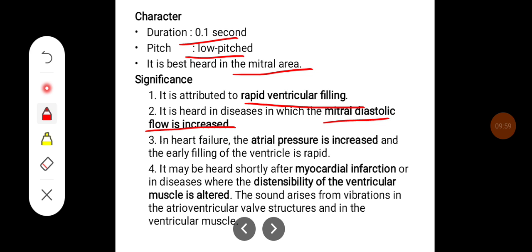In heart failure, atrial pressure is increased, and early filling of the ventricle is rapid. It may be heard shortly after myocardial infarction or in diseases where distensibility of the ventricular muscle is altered. The sound arises from the vibrations in the atrioventricular valve structures and in the ventricular muscle.